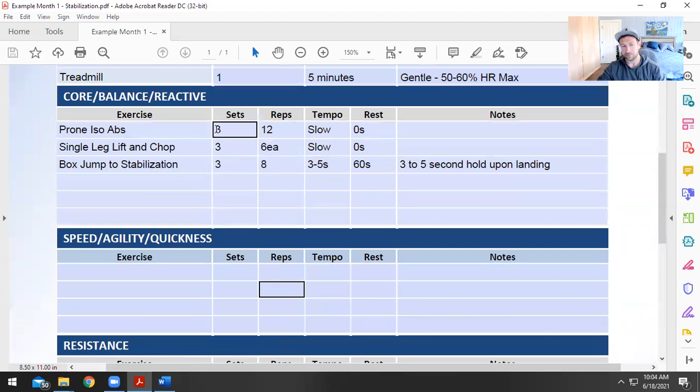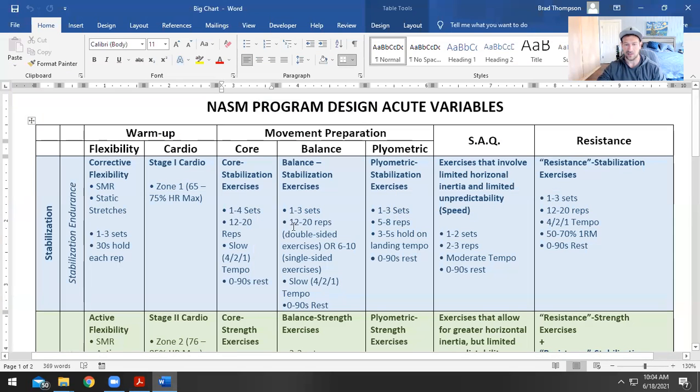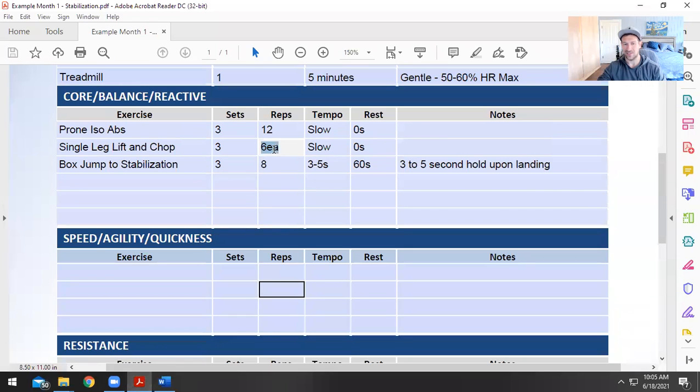So we went with 3 sets for all of them. We did 12 reps for the core. We did 6 reps each for the balance, because that's what it says here, right? 12 to 20 reps if it's double-sided, which it literally never is, or 6 to 10 reps for single-sided. So we went with 6 each. And then a plyometric for 5 to 8 reps, we chose to do 8.